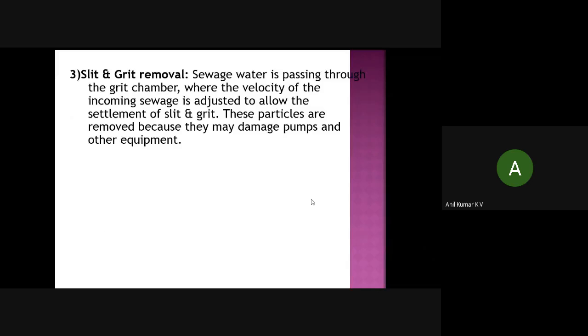Third method is silt and grit removal. Sewage water is passed through the grit chamber, where the velocity of the incoming sewage is adjusted to allow the settlement of silt and grit. These particles are removed because they may damage pumps and other equipment.